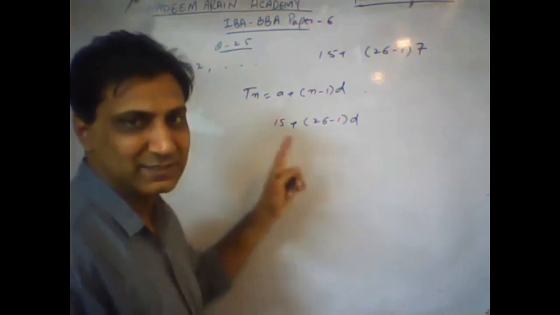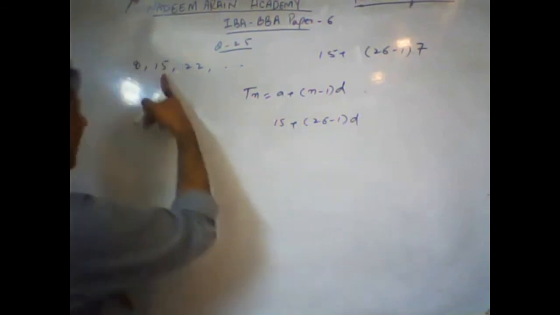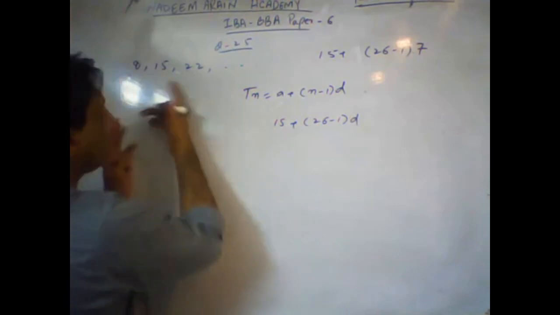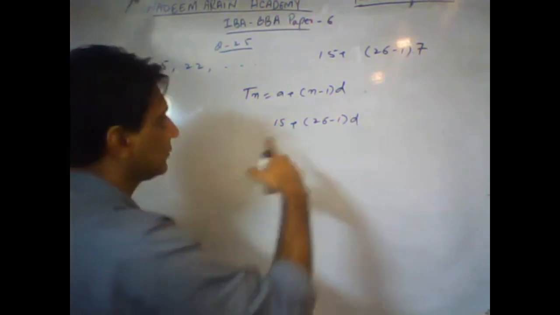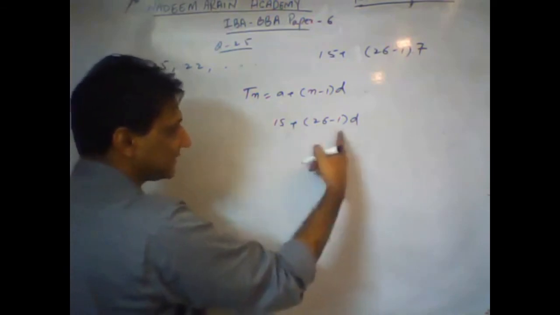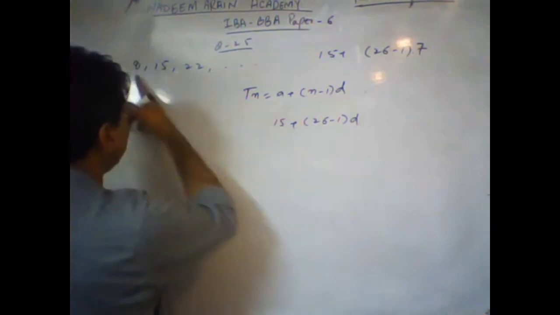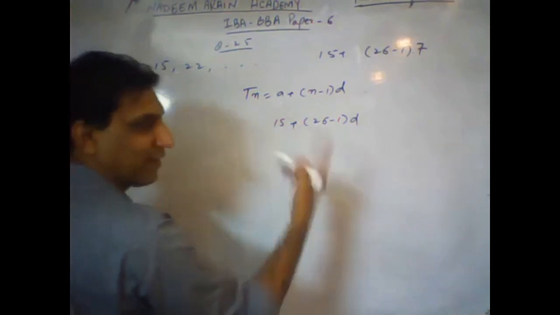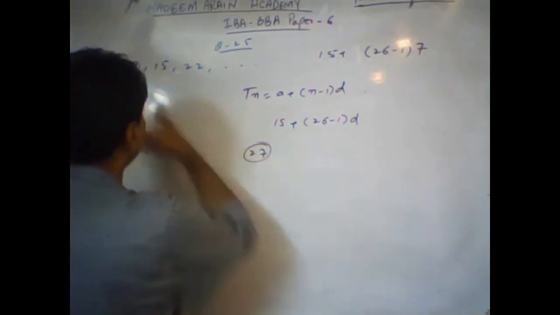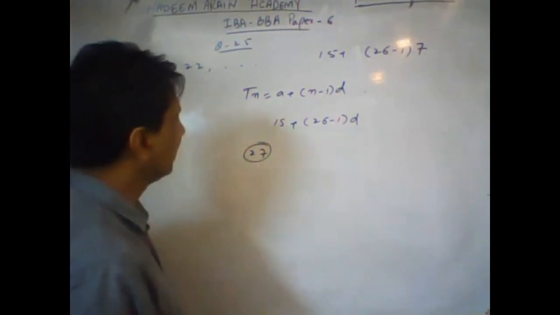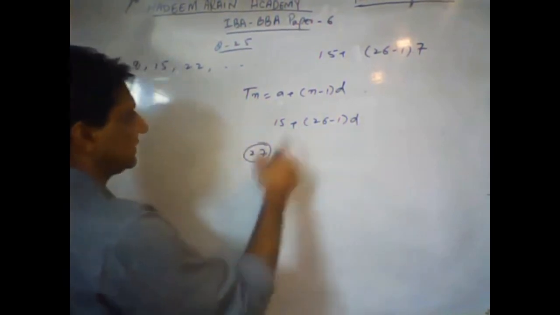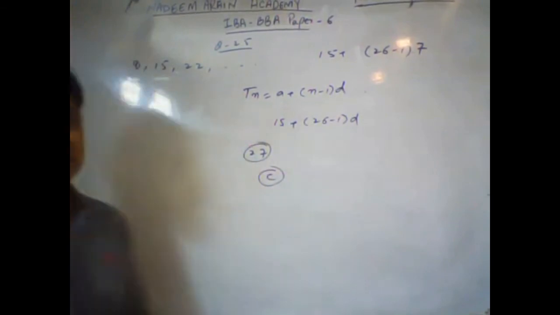But the case is different in our case. Because our sequence is starting from 8, we have to consider one more term here. If we consider this form, that tells that this is the 26th term, but if we include this 8 here, that will be our 27th term. So this is the 27th term according to this equation. So our answer is C. Thank you.